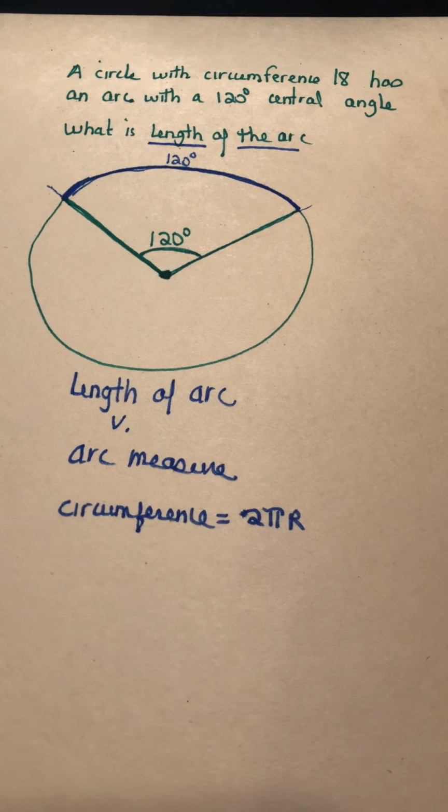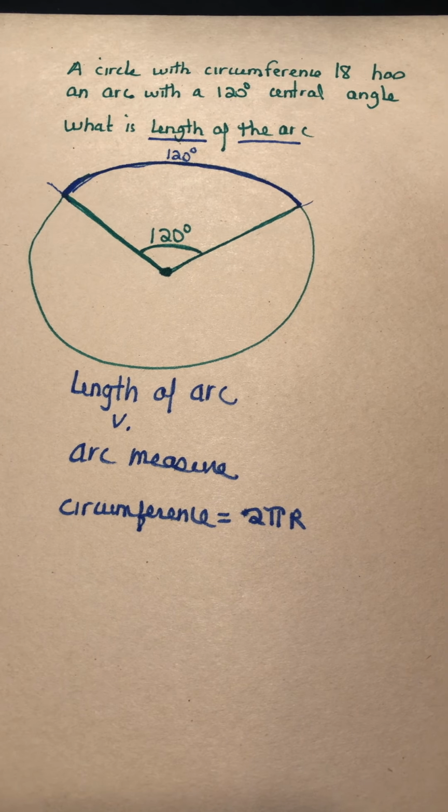Hi, Molly. So this is a really great question that you're asking. It says a circle with a circumference of 18 has an arc with a 120-degree central angle. What is the length of the arc?